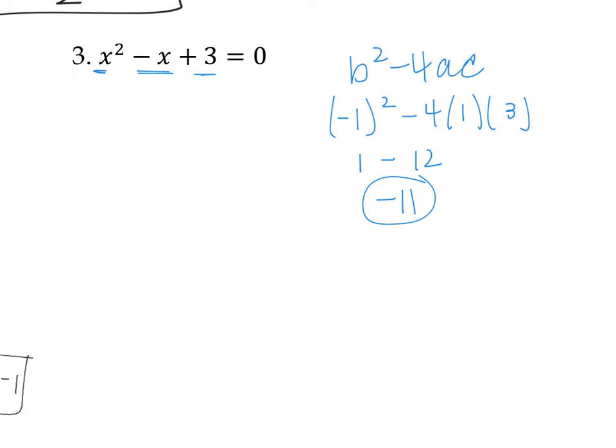So if I square root a negative number, that automatically means I'm going to have two imaginary solutions. Okay, I can get those imaginary solutions, and I'm just going to have to leave it in radical form because I won't be able to simplify. So here we go with my quadratic formula.